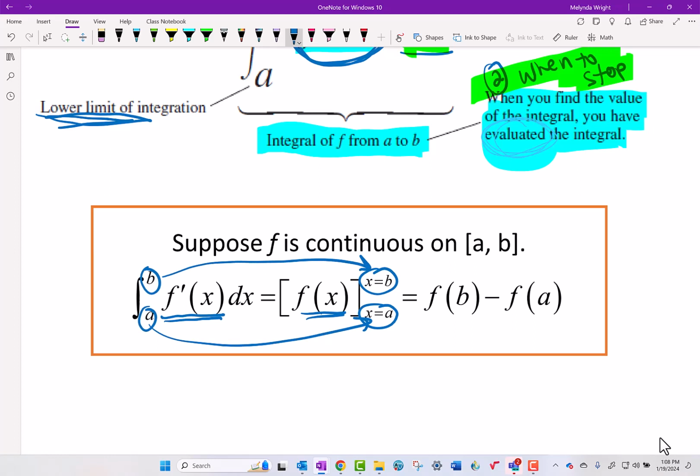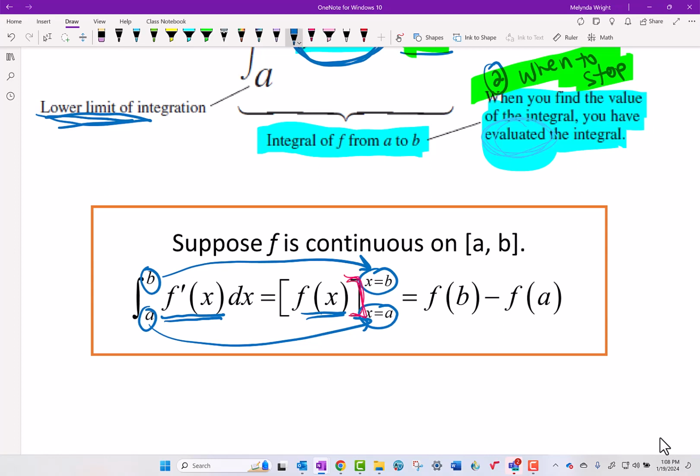So our step 1 is to find the antiderivative. We find the antiderivative, we put our little bracket, or whatever kind of notation you want. I usually don't put this bracket, but they are. The bracket or a line.